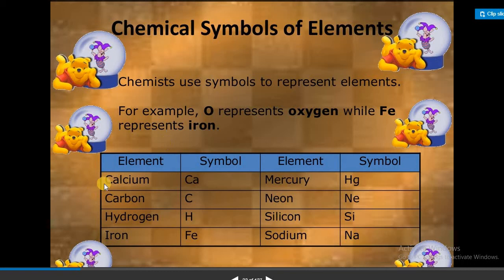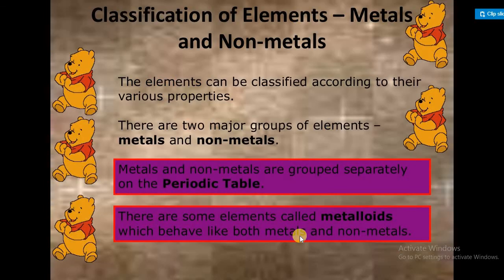The general rule is that either the first alphabet or the first two alphabets make the symbol of the element. Like in calcium, the first two alphabets make the symbol. In carbon, hydrogen, the first alphabet. And iron, which is also called ferrous, so Fe is the symbol. Mercury, Hg, neon, Ne, silicon, and this is what you need to memorize, the symbols.